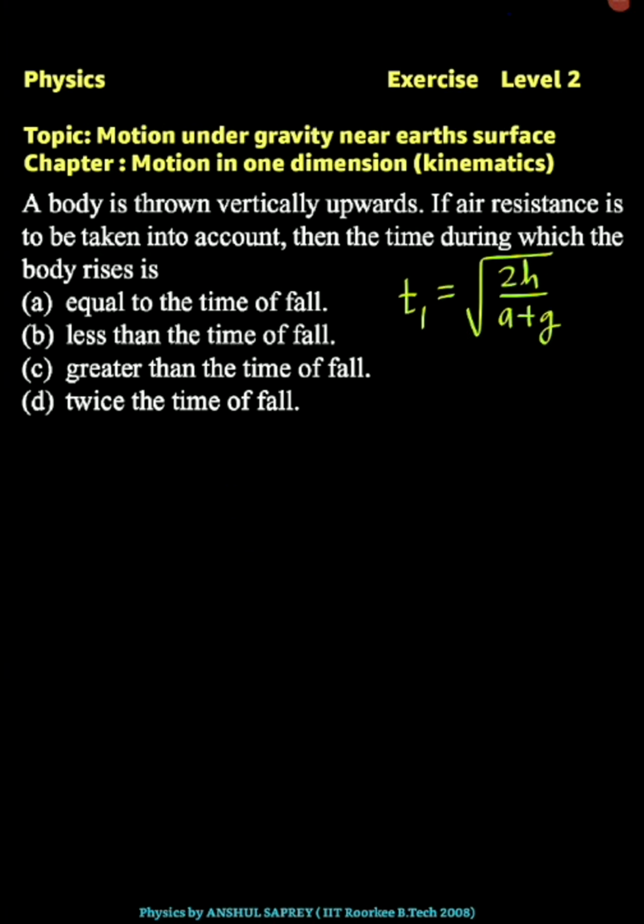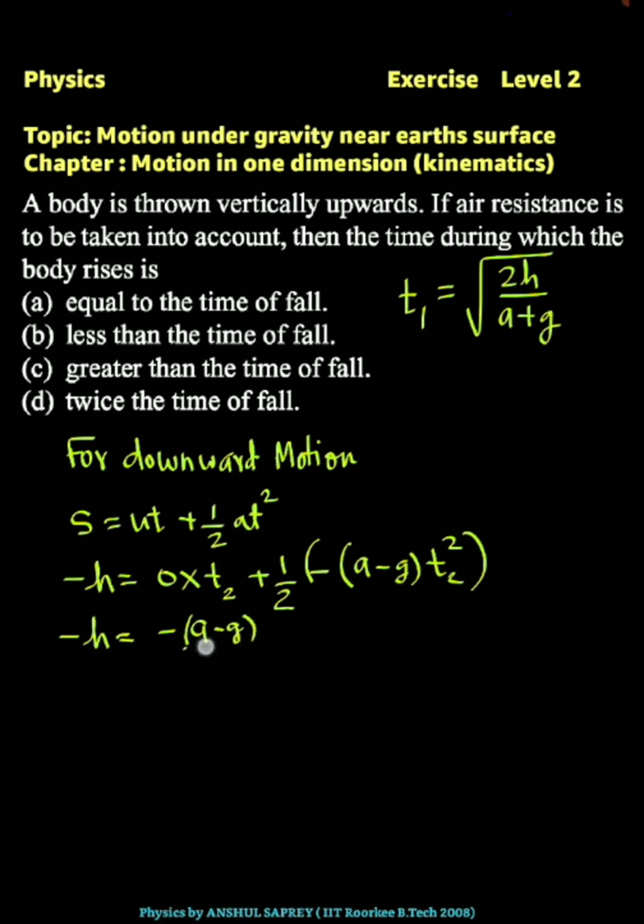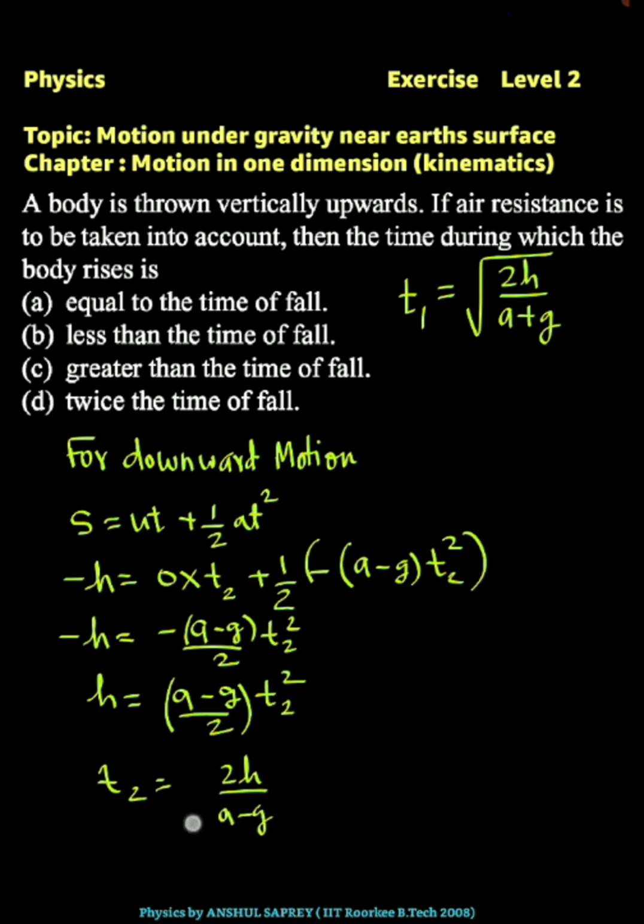Now for downward motion, we will use s = ut plus half at squared, because u is 0, so it will make our solution easier. Displacement is minus h, u is 0, time is t2, acceleration is minus of (a minus g), so minus h is equal to minus (a minus g) divided by 2 into t2 squared, or h is equal to (a minus g) by 2 into t2 squared. So we have t2 equal to the square root of 2h divided by (a minus g).